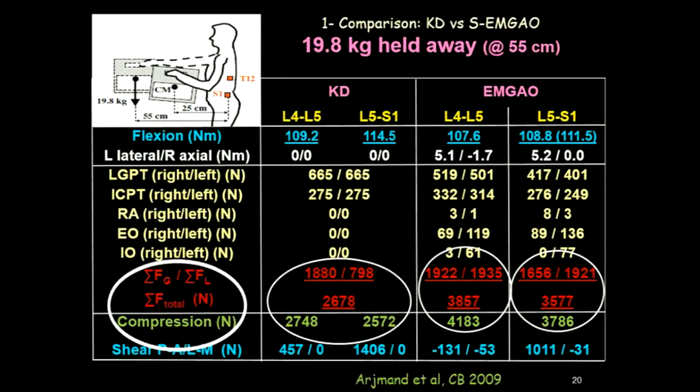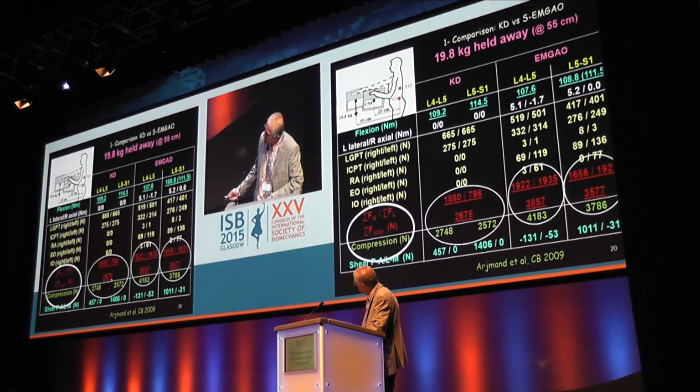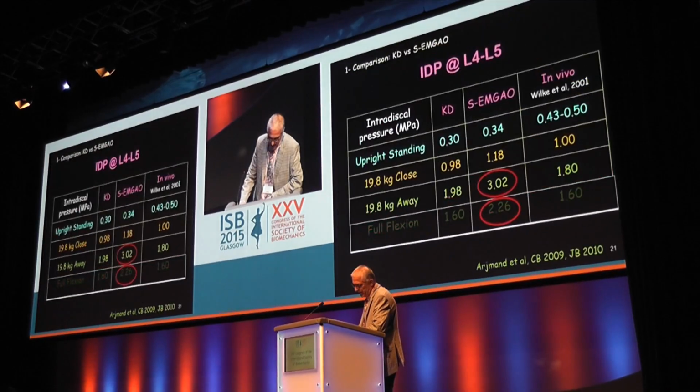Here again, I now compare the KD model with single-level EMG-assisted optimization for a subject carrying nearly 20 kilos held at 55 centimeters away from the L5S1. I'm just concentrating on the total muscle forces. You see KD gives one single value, while the single-level models give two, depending on where you cut and develop the equations. There is a huge difference between these two and the KD model, and compressions are much larger than the KD model.